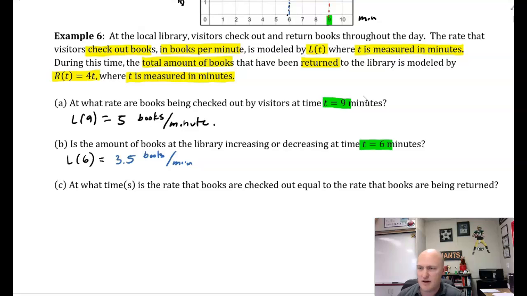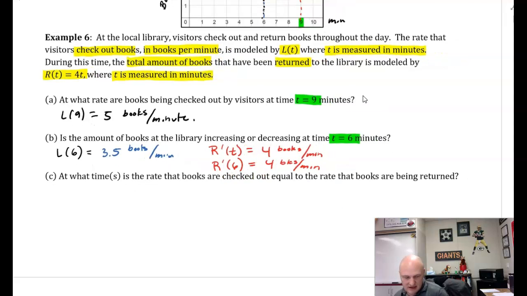I have a function for the total amount of books being returned. But if I want to know the rate, I'm going to analyze R prime of t. I need the derivative for the books being returned. So the rate that they're being returned, the derivative for t, is 4. So this is 4 books per minute. And that's a constant function, right? So if I analyze R prime of 6, that's just going to be the same thing. 4 books per minute.